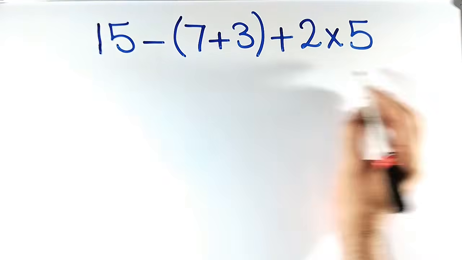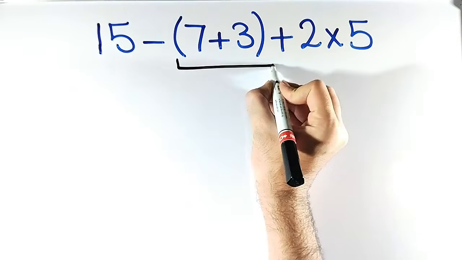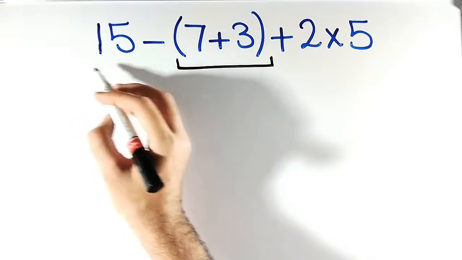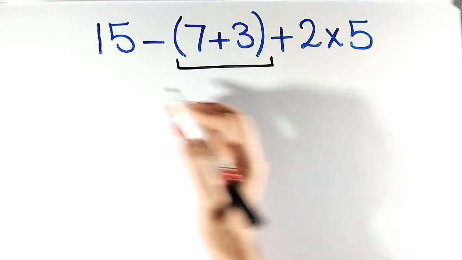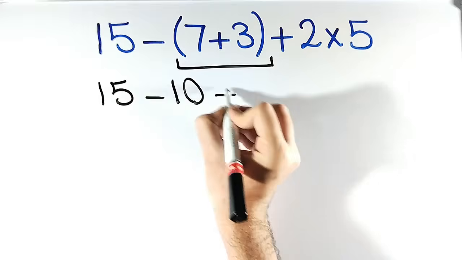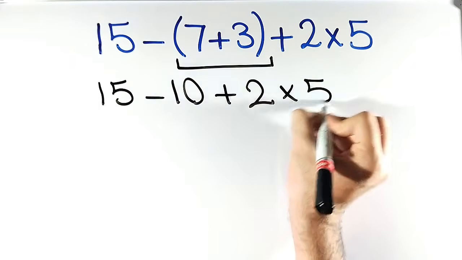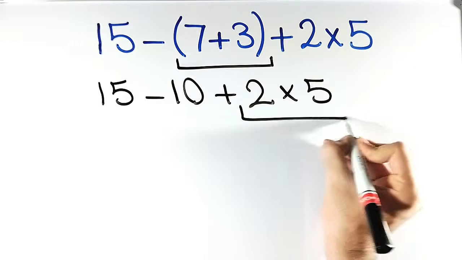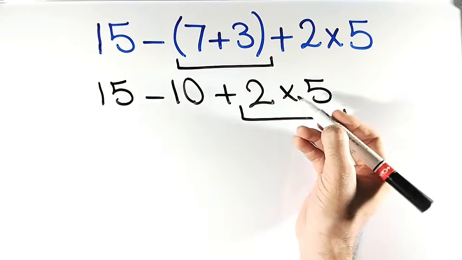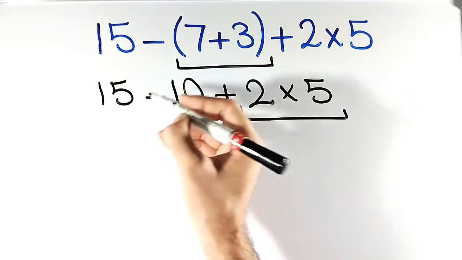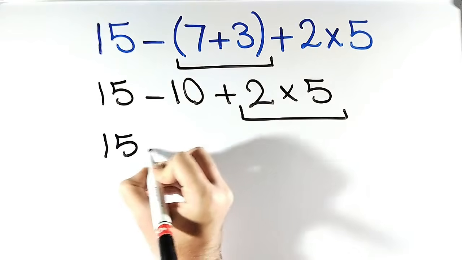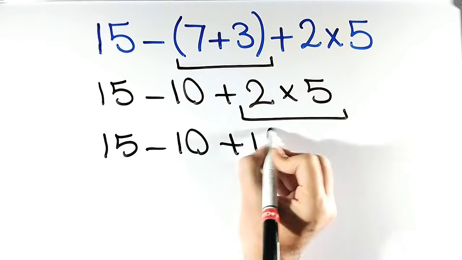Also, some other people when solving this question again go straight to the expression inside the parentheses because they believe parentheses have a higher priority than the other operation. So, instead of this expression, they write 15 minus 10 plus 2 multiplied by 5. And the next step, they go for the multiplication between 2 and 5 because they think multiplication has a higher priority than addition or subtraction. So, instead of this expression, they write 15 minus 10 plus 10.